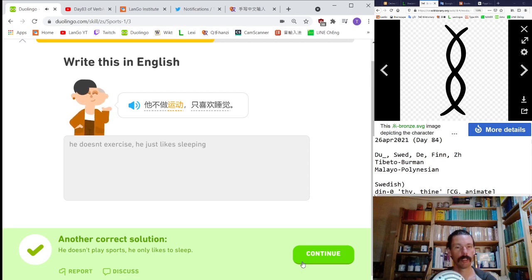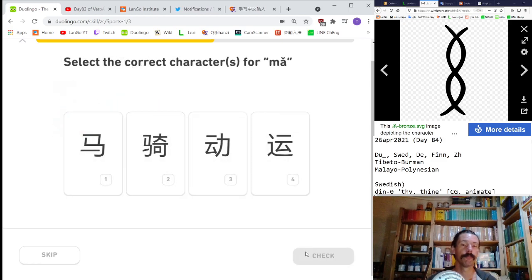He only likes to sleep. So this 只 is limiting, meaning only. 喜欢睡觉. 喜欢, to like, can take either a noun or a verb as its complement, like an action or a thing.